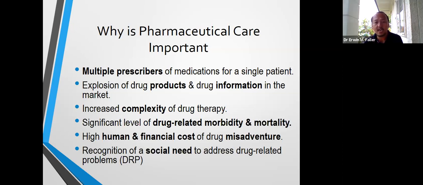Pharmaceutical care is very important because in our healthcare system there are a lot of patients taking a lot of medications, with a lot of comorbidities. And there are a lot of medications in the market which a pharmacist needs to address, especially in terms of drug-related problems, adverse drug reactions, and a lot more.